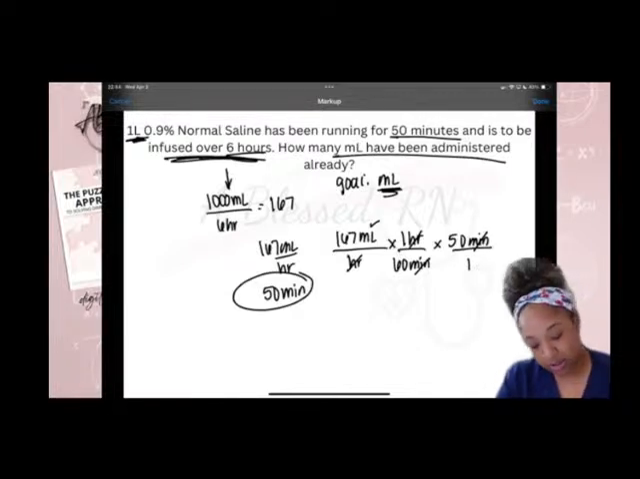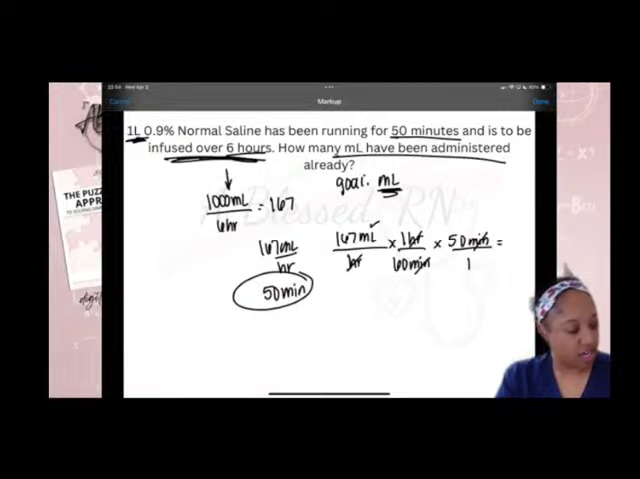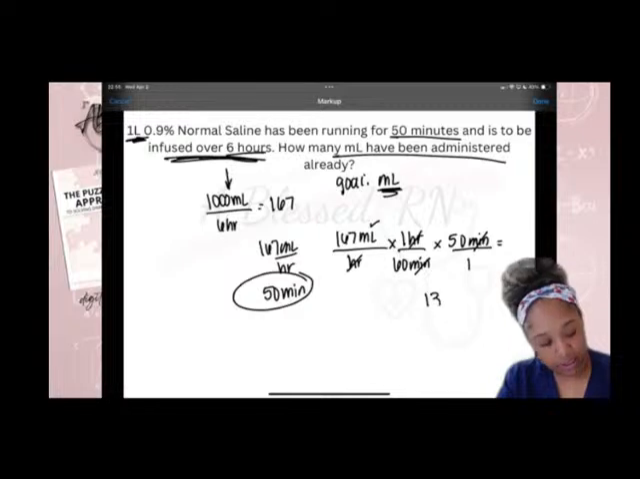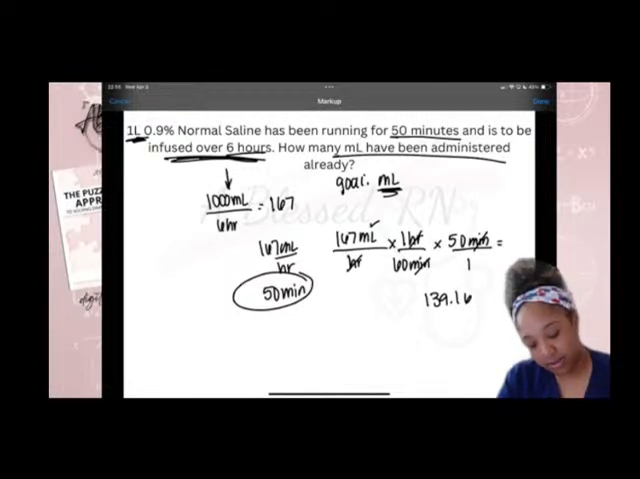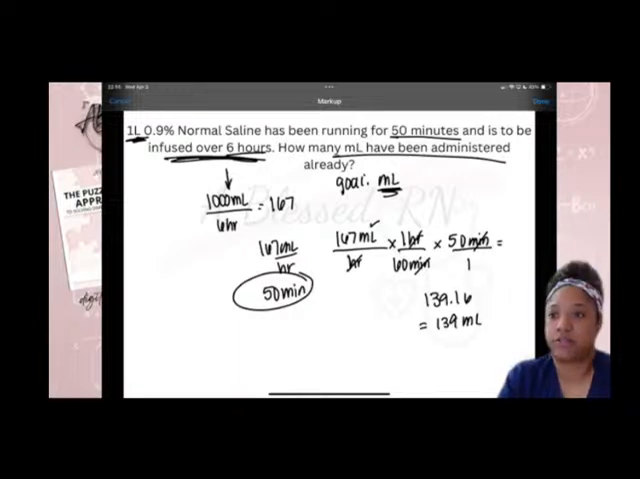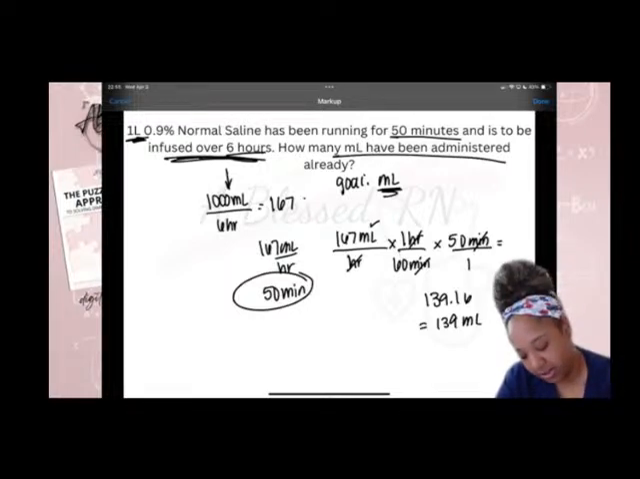All right, so if you do 167 times 50 divided by 60, it's going to be 139.16666. If this question asked us to round to the nearest whole number, our answer would be 139 milliliters. Okay. 167 is how many milliliters is being infused per hour. It's the rate. It's milliliters per hour.